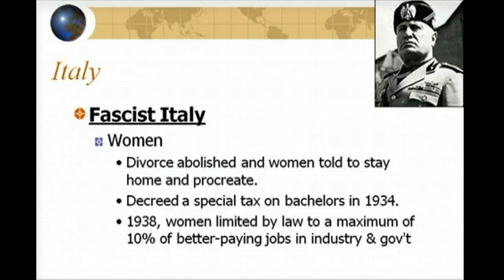In 1927, Mussolini created what he called the Battle of the Births. He believed you needed a bigger population to be taken seriously or to be a threat, and so his goal was to have at least 5 children per family. In an attempt to promote marriage so that this would happen, Mussolini decreed a special tax on bachelors in 1934, and by 1938, women were limited by law to a maximum of 10% of better paying jobs in industry and government.